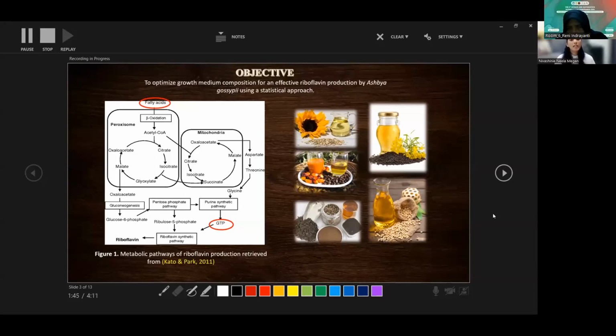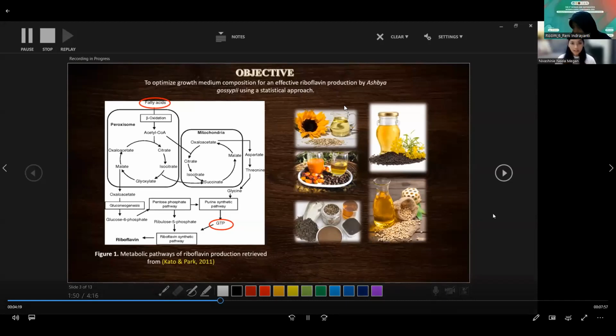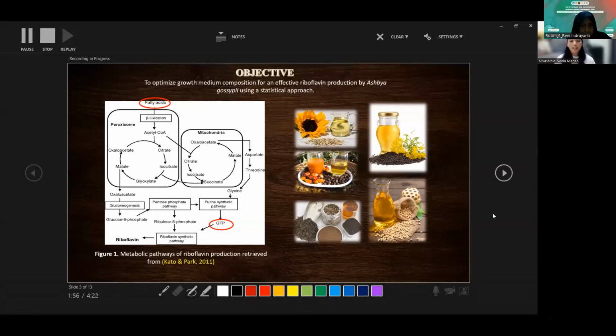So whenever we use a lipid substrate, this glyoxylate cycle will be active and it enables us to bypass and produce riboflavin in a more efficient way. Other than oil substrate, it depends on the enzyme that it produces and the pathways that are available for it to undergo metabolic reactions and produce riboflavin. So that is why oil-based substrate is the core of this study.